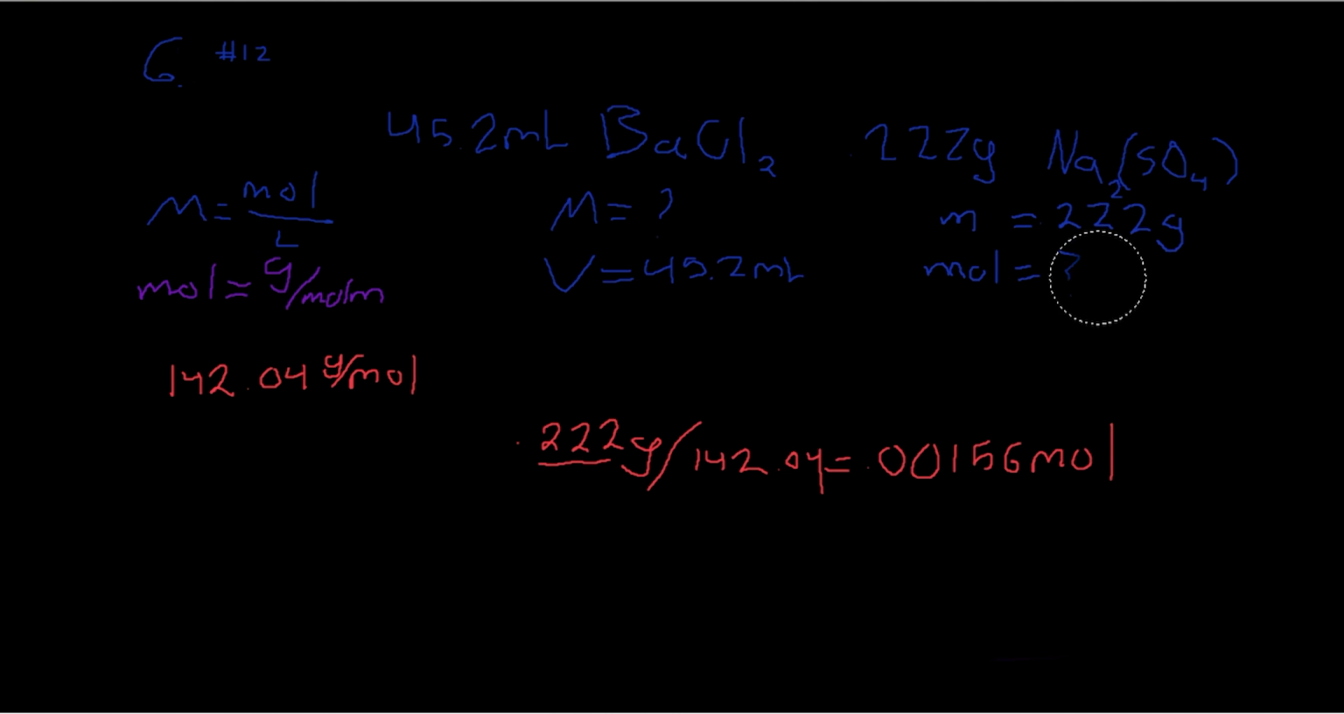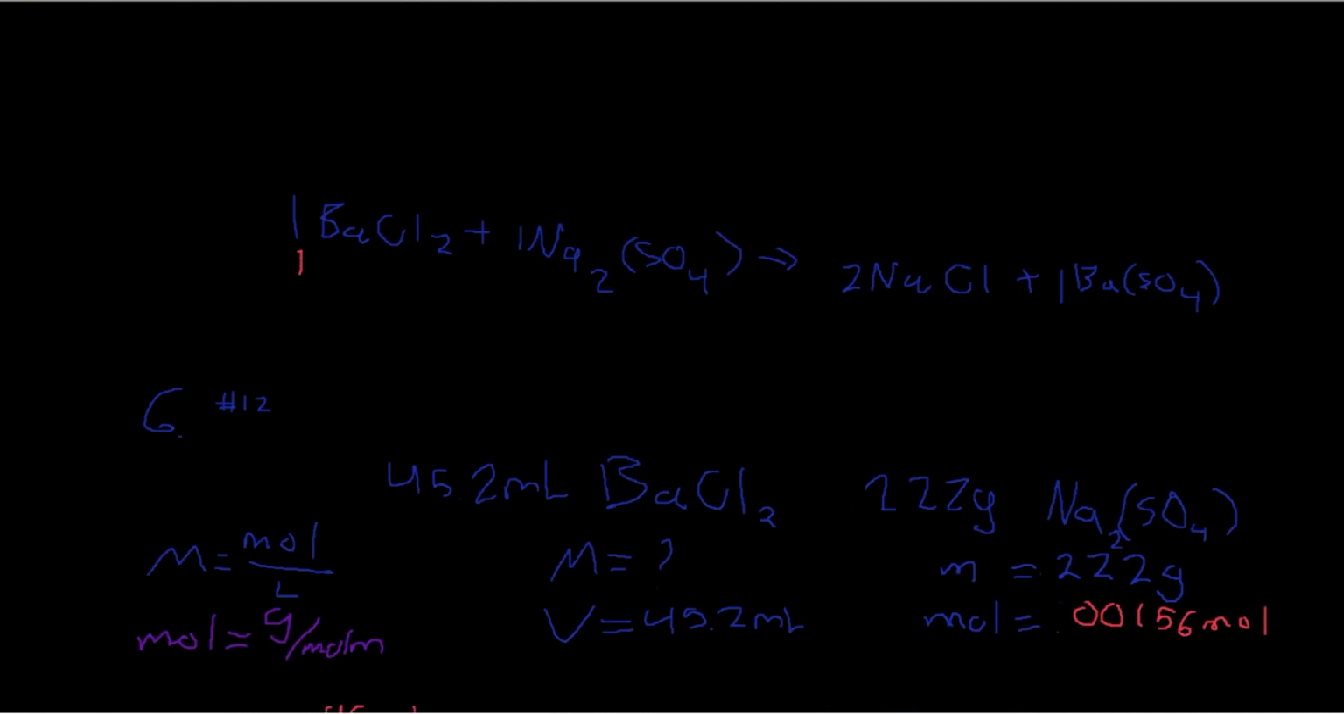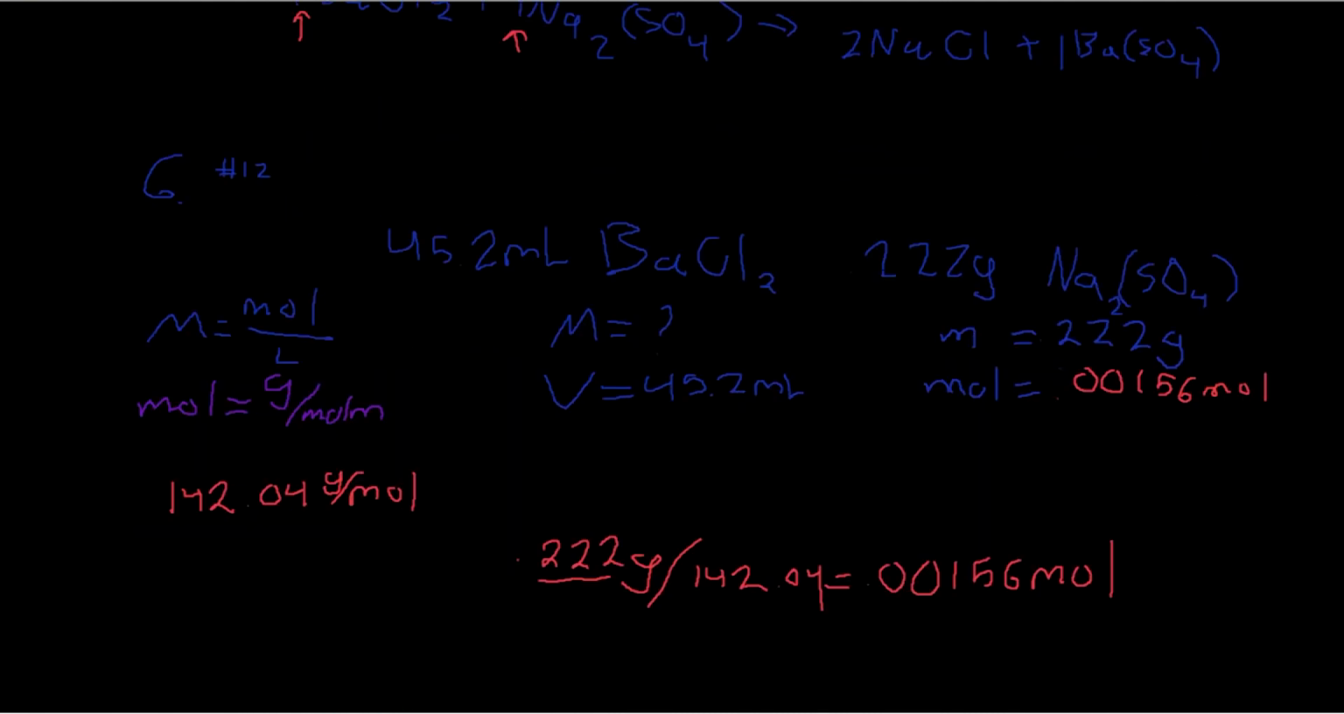So we can go ahead and erase this. And now we know that, oh, come on, click on the, oh, I was clicking, there we go. 0.00156 moles. So now, if we look back up here, 1 to 1, these have the same number of moles. So that means this guy's moles also equals that number. So what color do we do now?